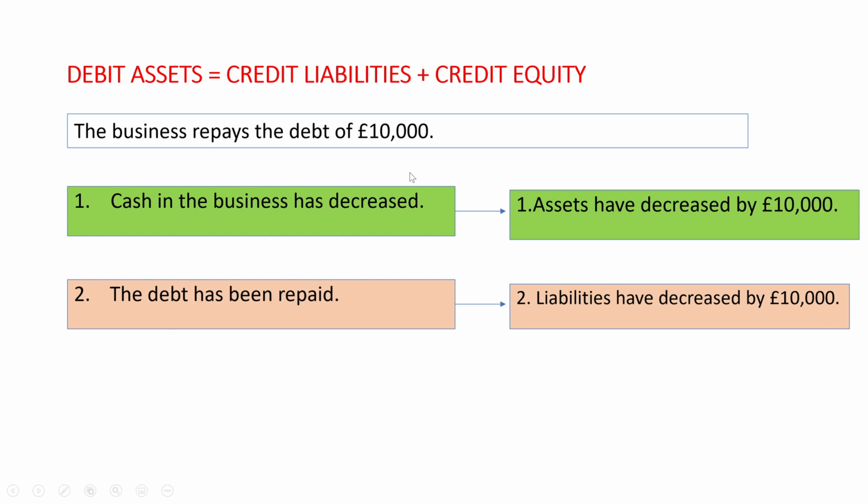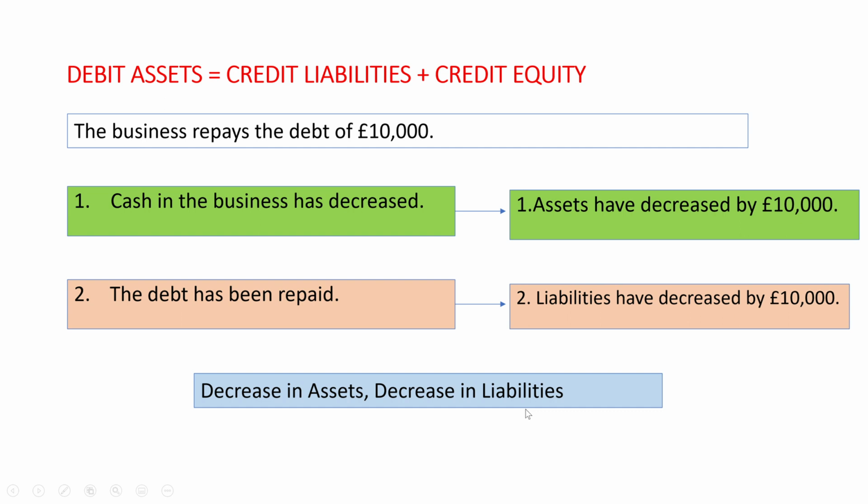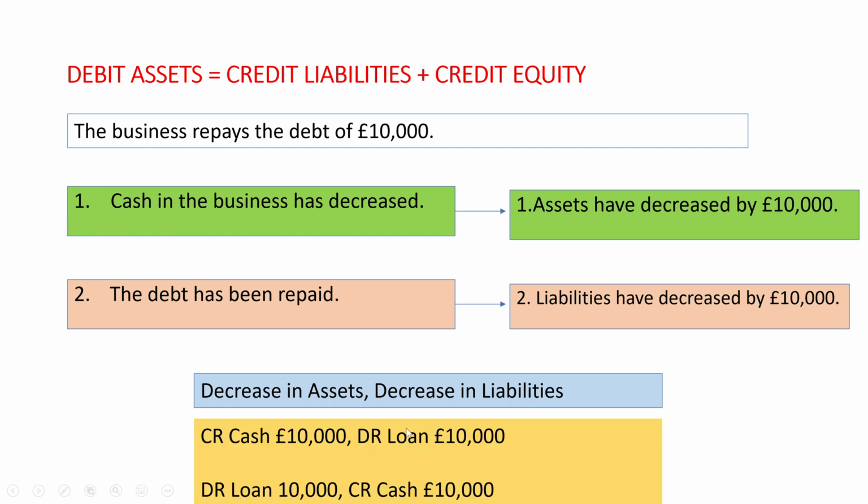Let's do the same example except the business is repaying the loan of £10,000. So we're seeing a decrease in assets and a decrease in liabilities. If you're decreasing assets, you're crediting assets, and if you're decreasing liabilities, you're debiting liabilities. So this time I'll put the exact details of the account. You're crediting cash 10,000, debiting loan 10,000, or you can say debit loan 10,000 or credit cash. So you put the debits in front of the credits.